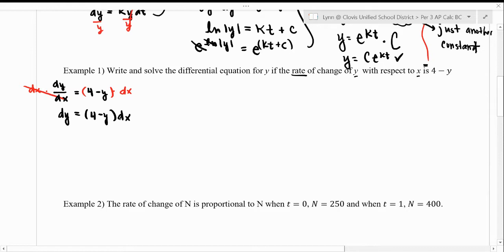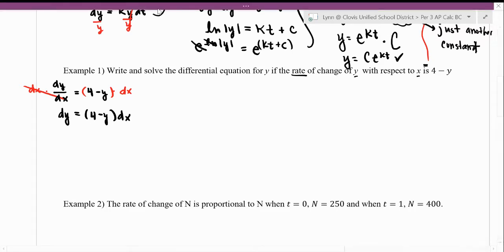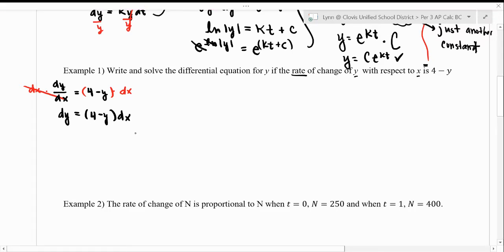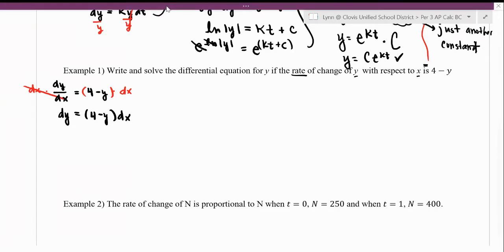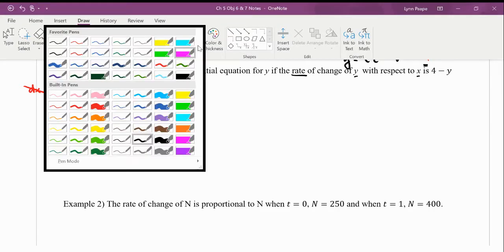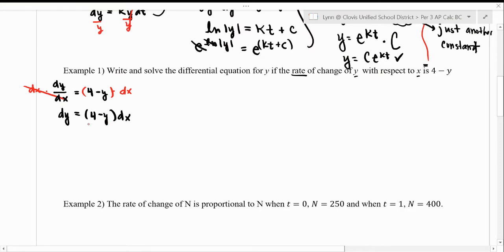And so now when I want to isolate, I'm still not done, right? Because I have a term of y over here with the dx. So I cannot just add y over because it's being multiplied by dx. And then certainly distributing is not going to help me either. So I have to keep that 4 minus y grouped, and I need to divide both sides by 4 minus y.